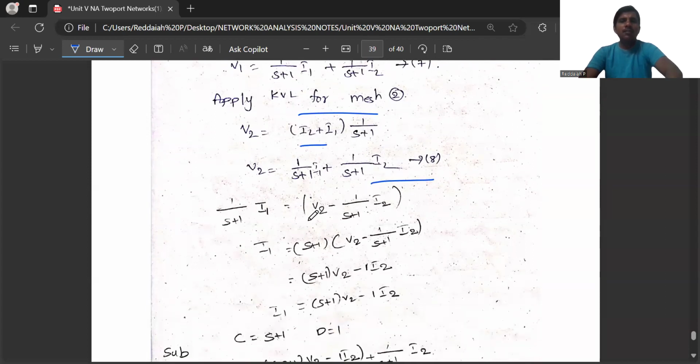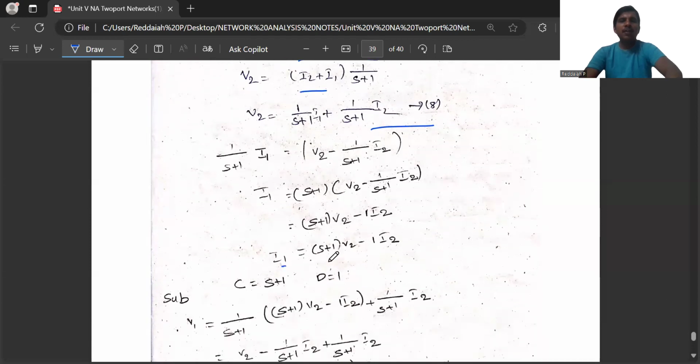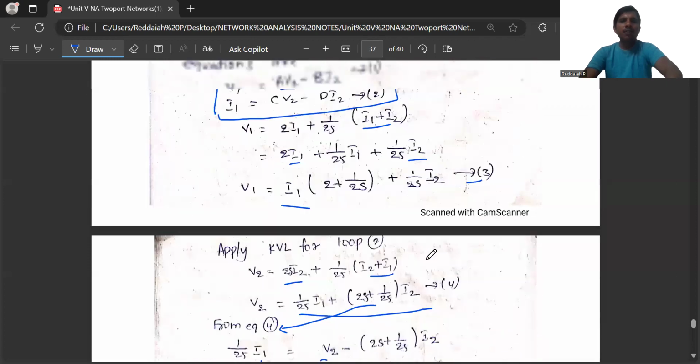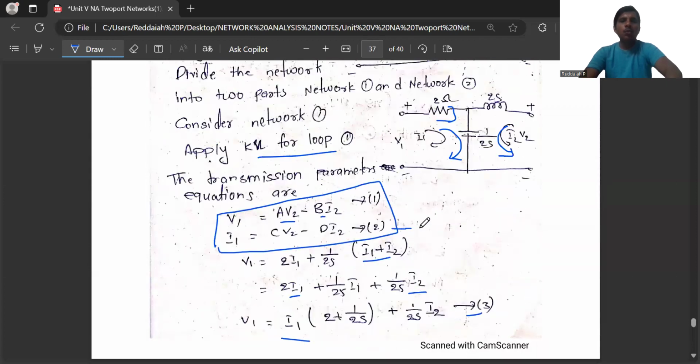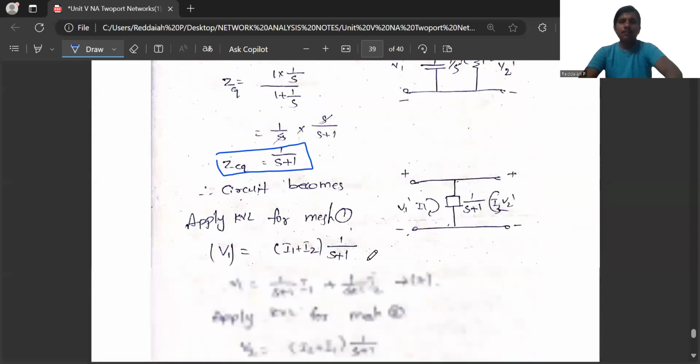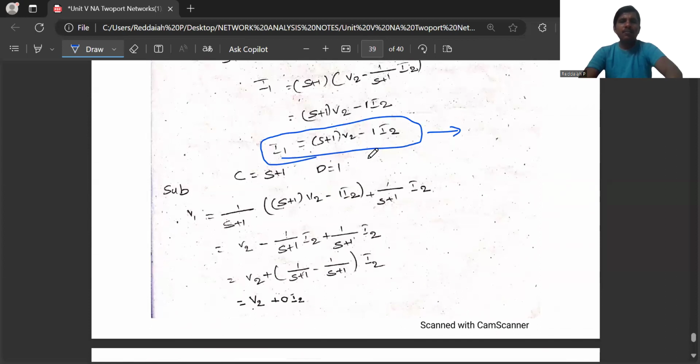Now substitute this, send this side to this side, then 1 by S plus 1, V2 minus, send to this side, then you will get the I1 equation. Compare this equation with equation 1 and equation 2, and C and D you will get. Comparing this equation with equation 2, C equal to S plus 1, D equal to 1.